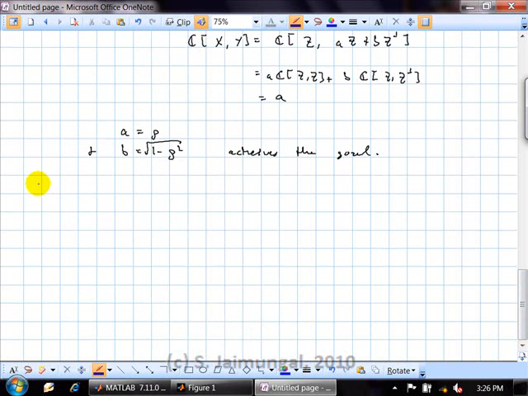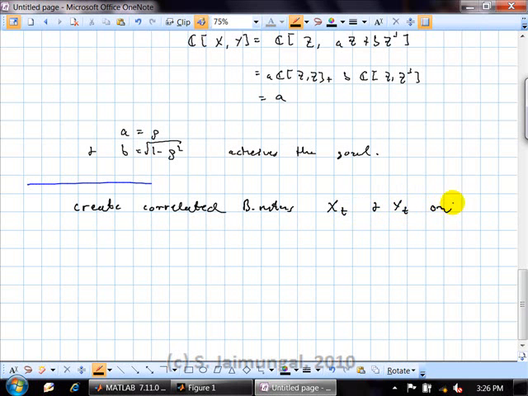Okay, well, with that little bit of backstory, how do you think we can create correlated Brownian motions, let's call them X and Y, out of the uncorrelated ones?